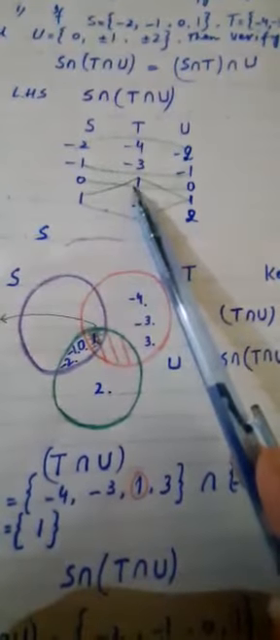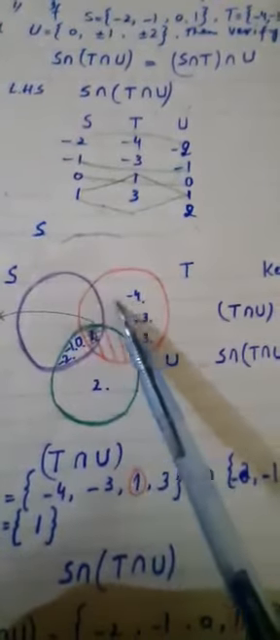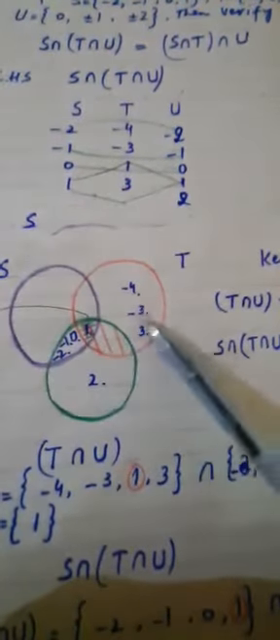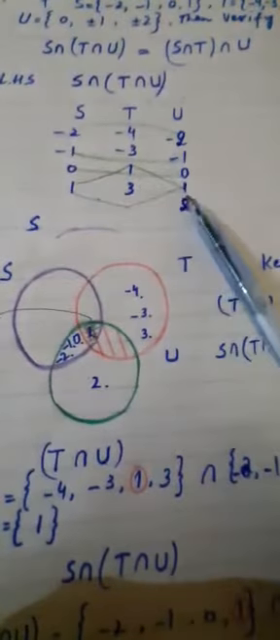As there is no common element between S and T except only 1, this portion between S and T will be empty, but here you can see 1 is there which is common in all three sets. Then we will see what is common between T and U. There is nothing else common between T and U except 1. Now come to S and U sets.